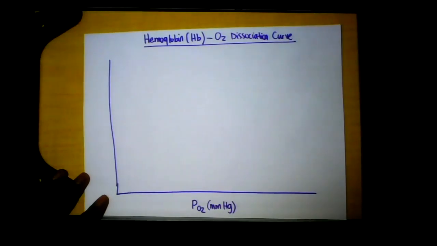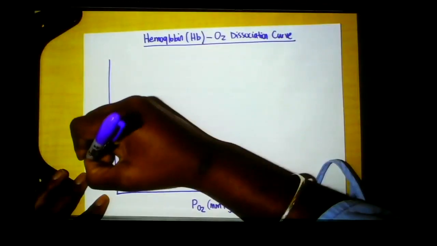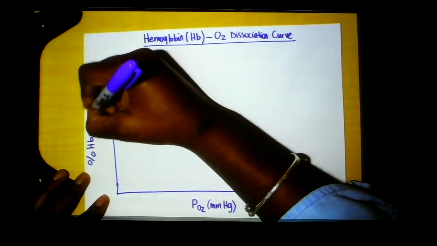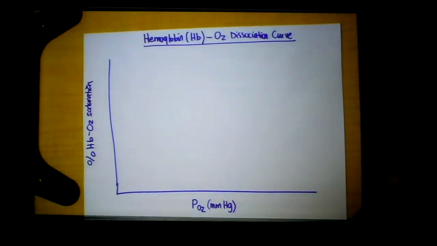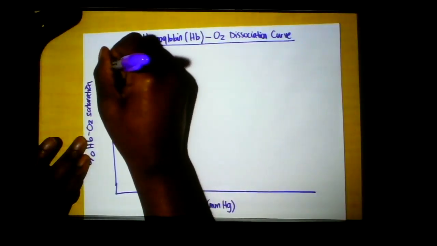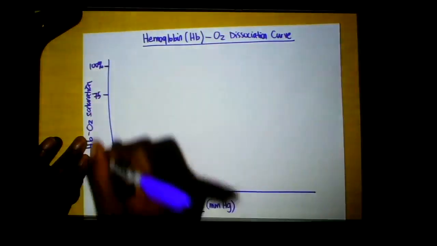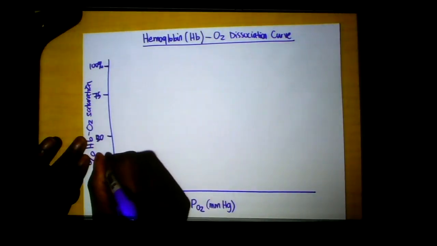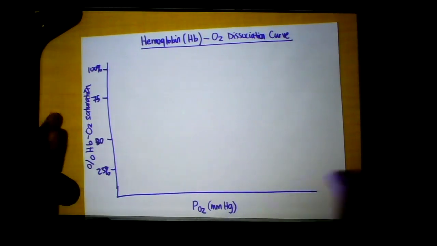On the x-axis, did I say on the left? I meant on the x. On the y-axis, sorry, we've got the percent hemoglobin oxygen saturation. And all that means is how many of those 4 oxygens are bound to hemoglobin. Right, so we've got 100%, 75, 50, and then 25%. Okay, so we got 1, 2, 3, or 4 oxygens bound.